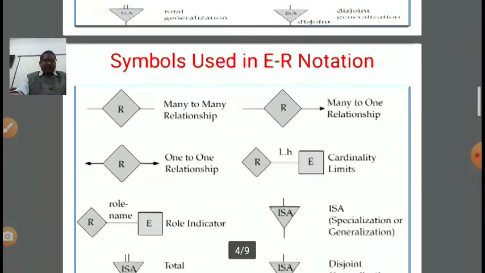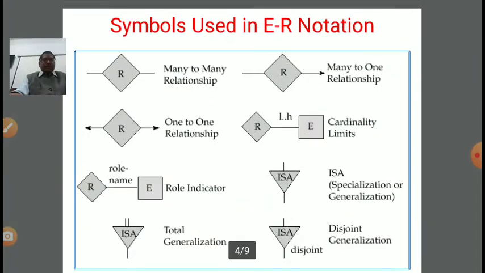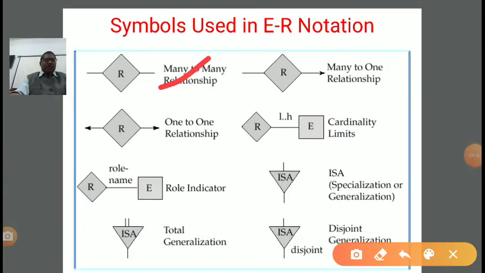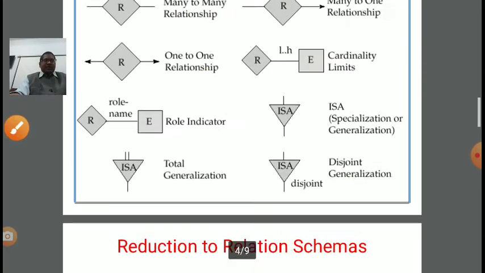Next, some more symbols are there. Many to many relationship we already discussed. On both sides we need to write an undirected line. One side undirected and one side directed means it is many to one. Both sides directed means it is one to one. Then cardinality limits are there, and role indicators. All of this we have discussed in the previous slide.